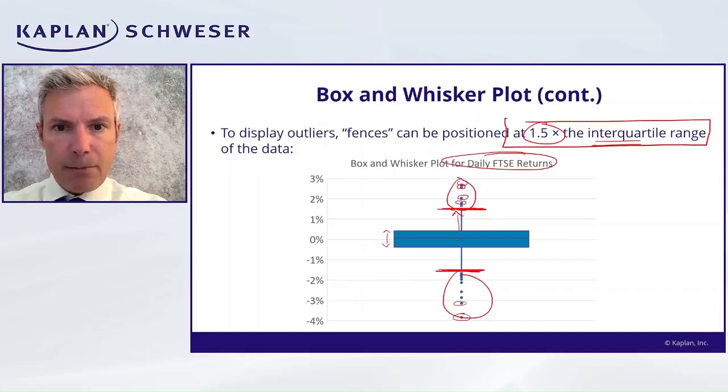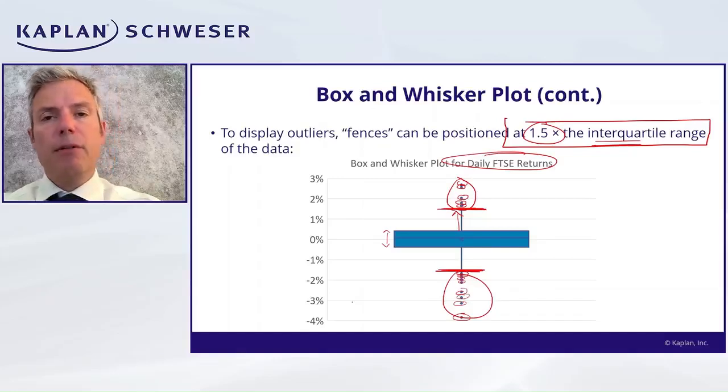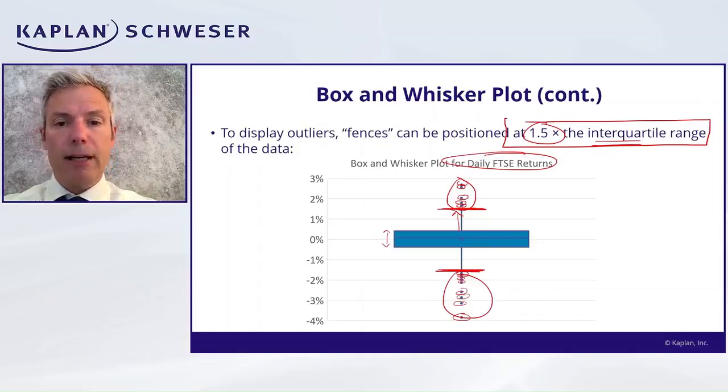We can see there's more outliers on the downside with this FTSE data, and they tend to be more widely spread, which is very important when you're thinking about potential losses, because your losses are down here on the negative side. Okay, just be aware of what you're looking at there and be able to interpret that for the exam.